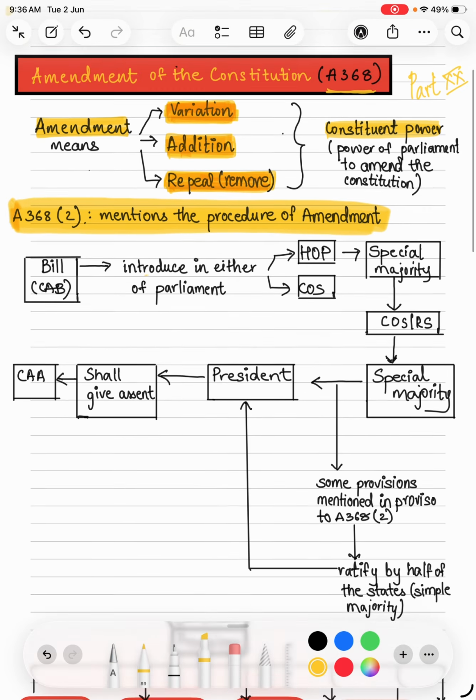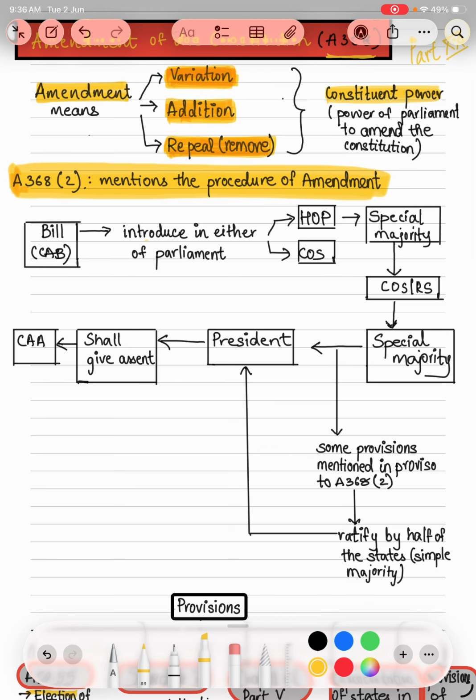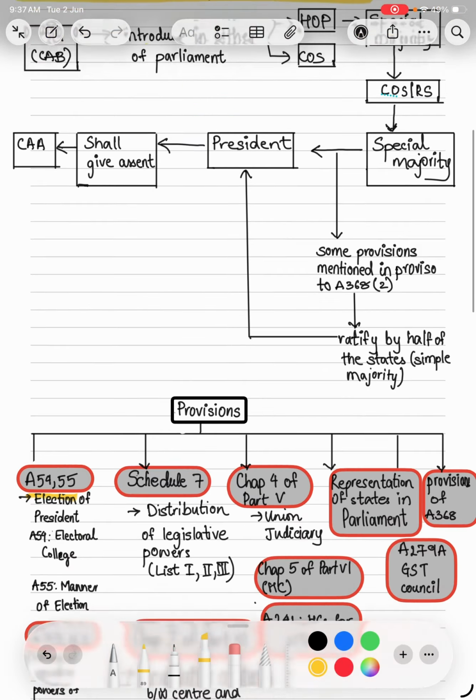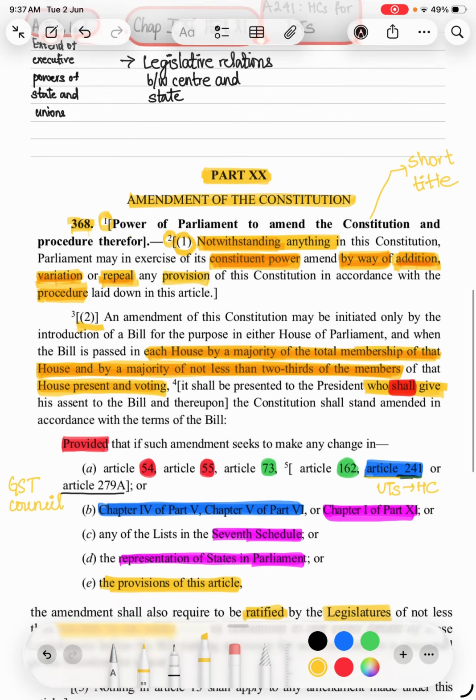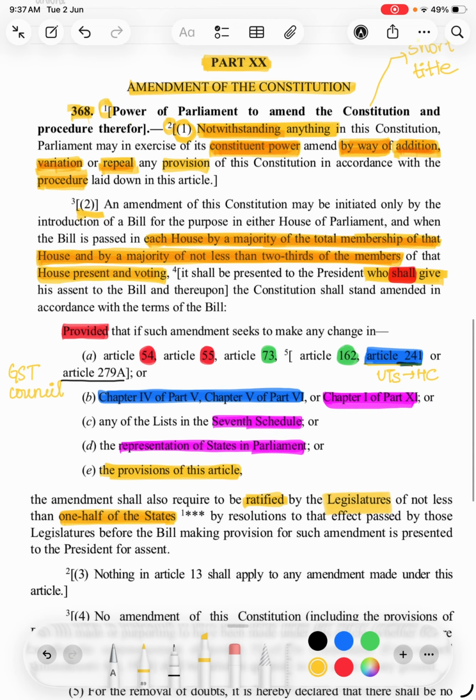Let's see. I have written here, article 368 mentions the procedure that is supposed to be followed by the parliament to amend the constitution. Okay, it just mentions the procedure. Let's read out the procedure that is mentioned here, and then I'll go to my notes and show you what it is. So first let's read out.